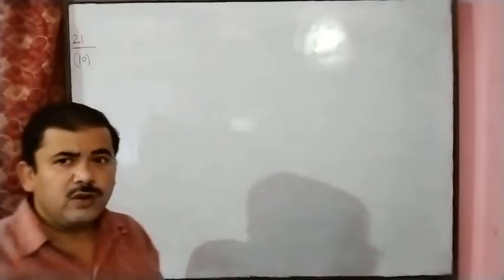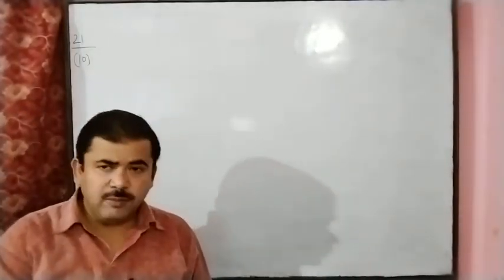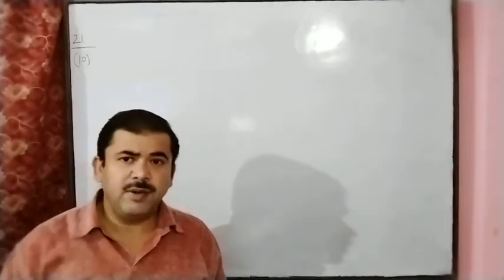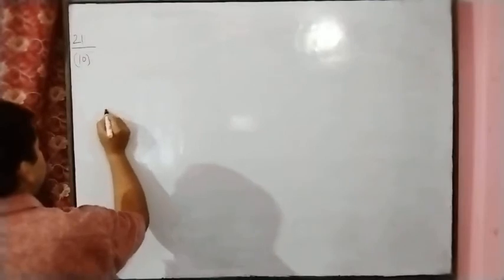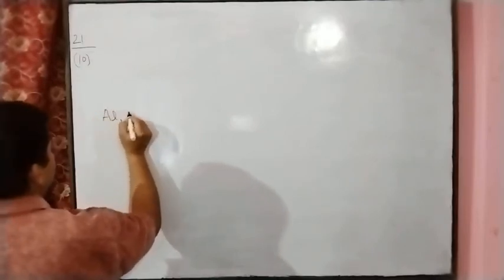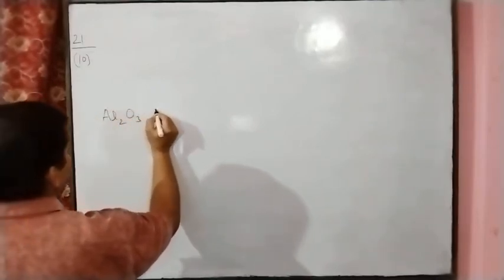Next, question number 21, part number 10, page number 17. So here we will balance. Here, question number 21, part number 10. Here we can see aluminum oxide, Al2O3·2H2O.